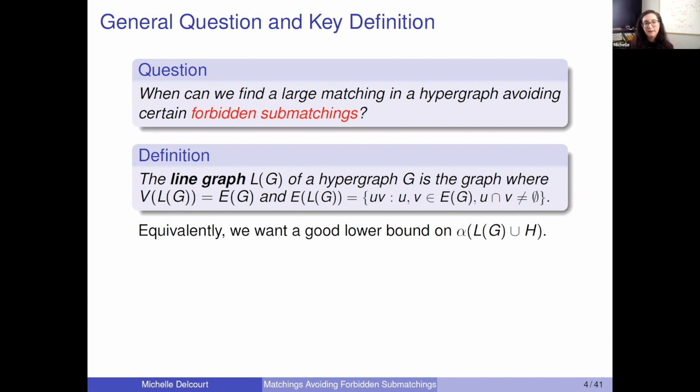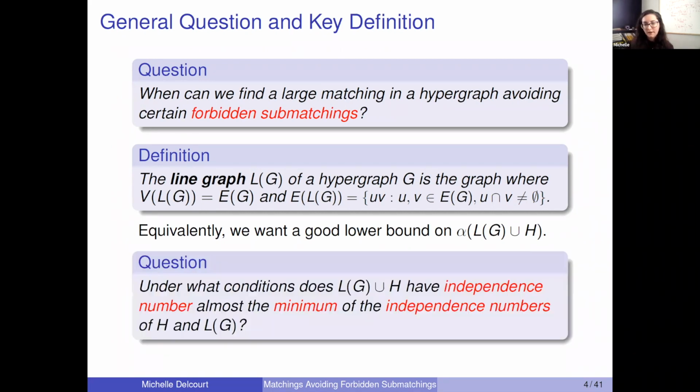In this context, thinking about matchings avoiding certain submatchings, we could also be thinking about independent sets in the line graph of G union H. So it might be convenient to think about independent sets in this other hypergraph, or matchings that avoid H. We're interested in under what conditions the line graph union H will have independence number about the minimum of the independence numbers of its components.